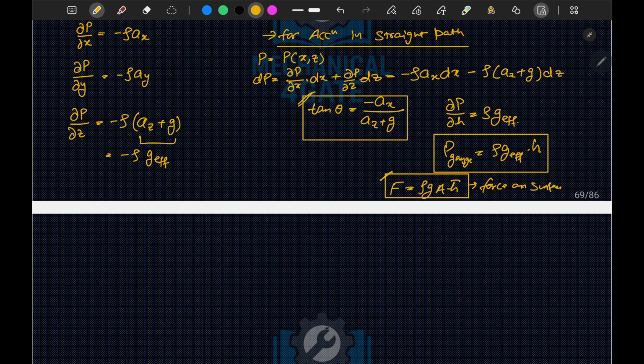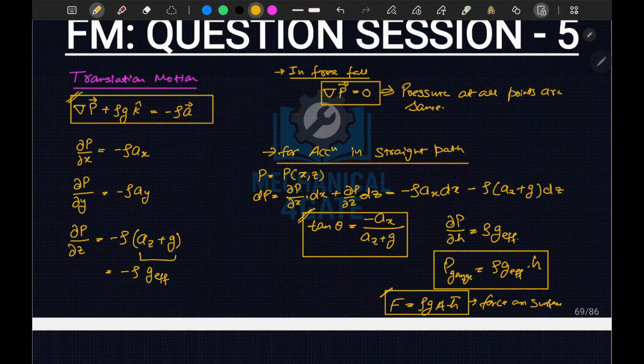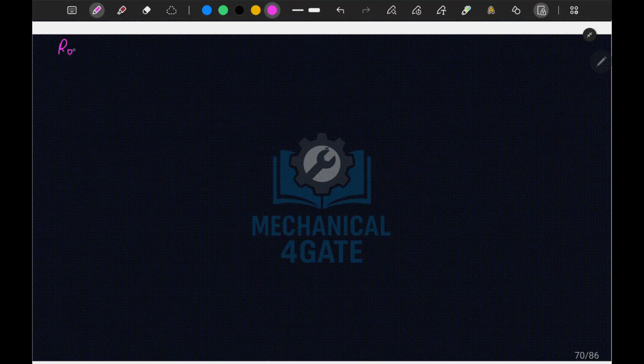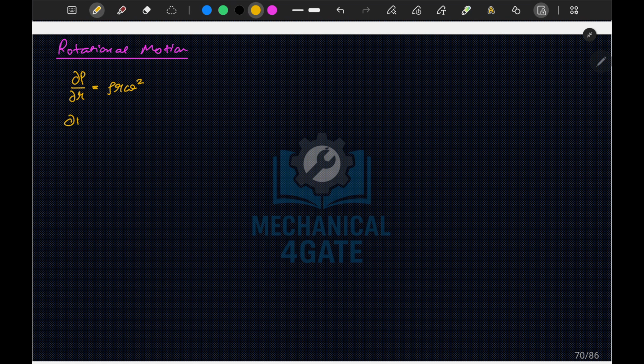And the second type of rigid motion is rotational motion. So in case of rotational motion, what are the important points? del p by del r is equal to rho r omega square, del p by del theta is equal to 0, and del p by del z is equal to minus rho g.